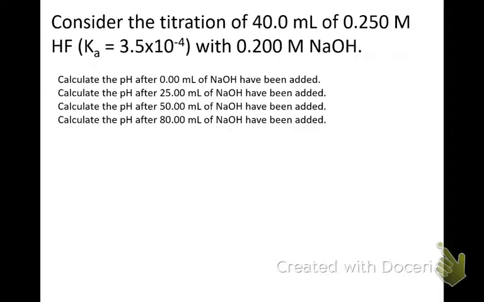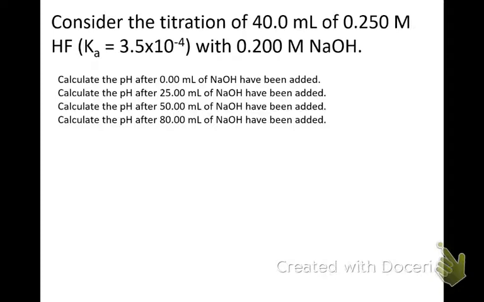Okay, so here's our example problem. Consider the titration of 40 milliliters of 0.250 molar HF, hydrofluoric acid, which has a Ka of 3.5 times 10 to the minus 4. And we're going to titrate that with 0.200 molar NaOH. Our task is to calculate the pH after 0, 25, 50, and 80 milliliters of NaOH have been added.